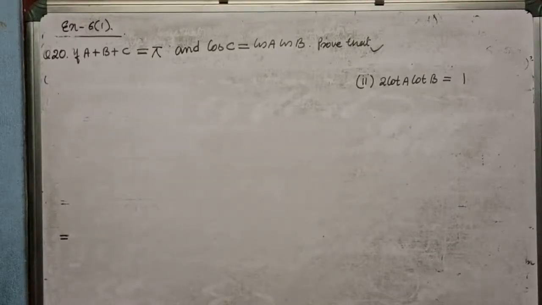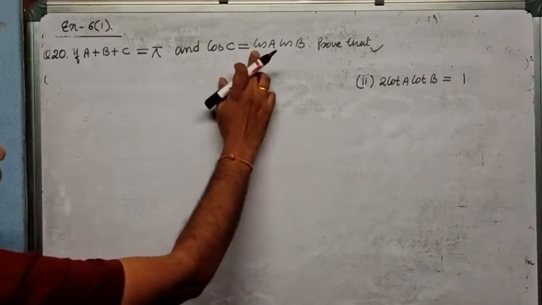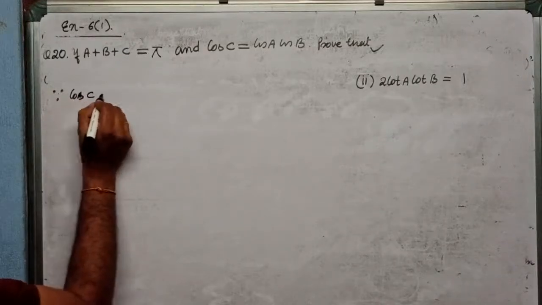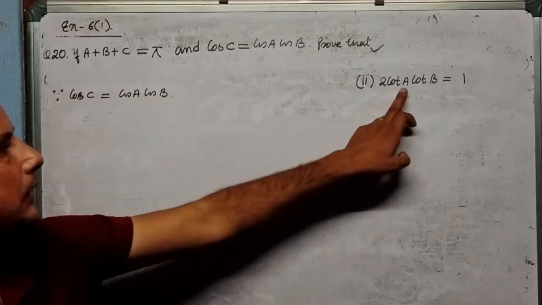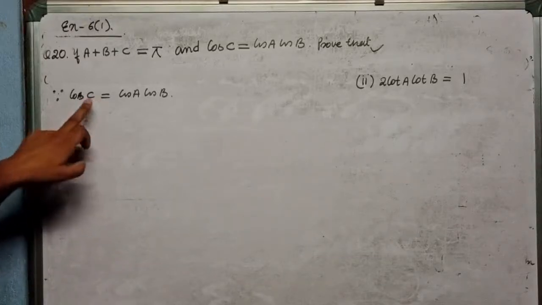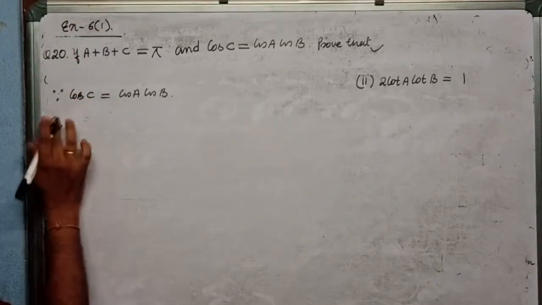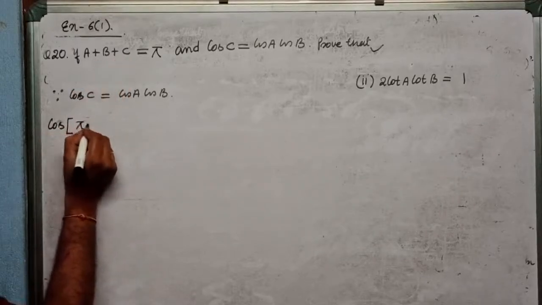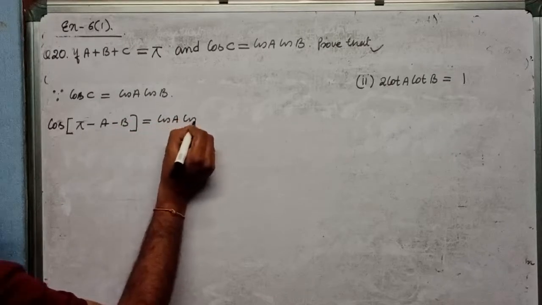The student for second one, to prove this identity, 2 cot a cot b equals to 1, I'll use this relation. Since it is given cos c is equals to cos a cos b. In proving section, only cot a and b, angle a and b is there. In this expression, c is extra. So you have to convert this c in terms of a and b. So I'll using this relation, cos, the value of c from this relation is pi minus a minus b equals to cos a cos b.